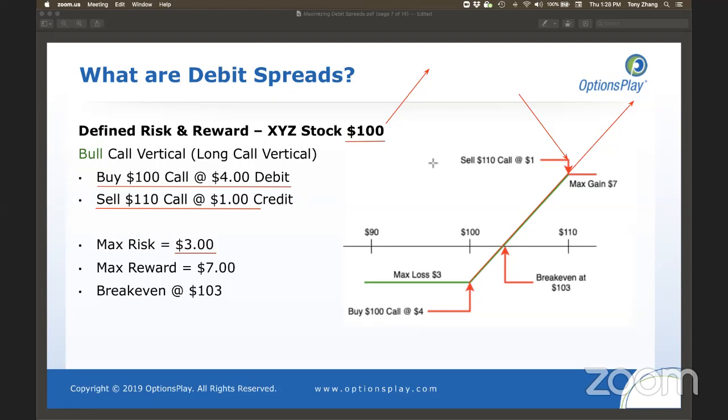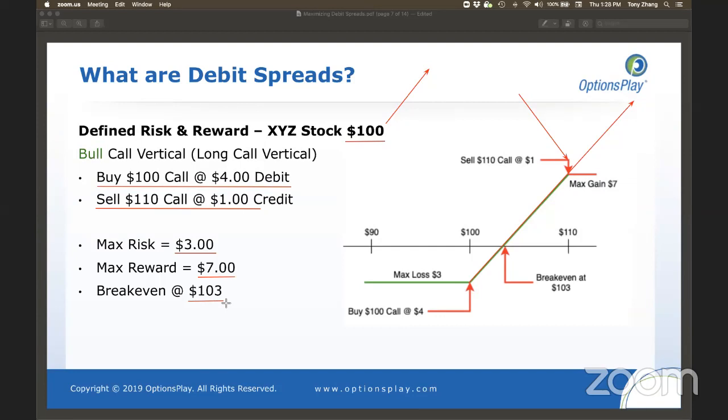The only downside to this strategy is that I've capped my rewards, because I've effectively sold away the upside above a certain amount. So in this particular case, if I sold the 110 call and the stock shoots up to 200, I've given up all the gains above 110 because I've sold that call option at 110. But what this does is it brings my break even down from 104 down to 103.